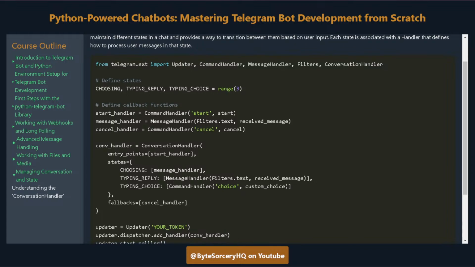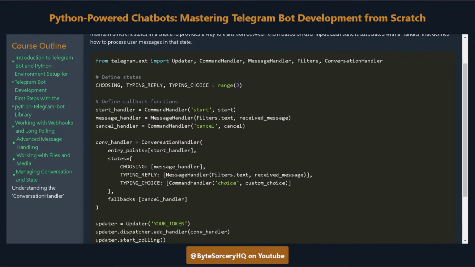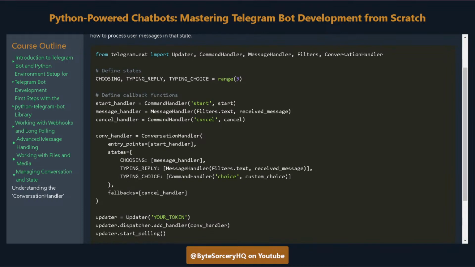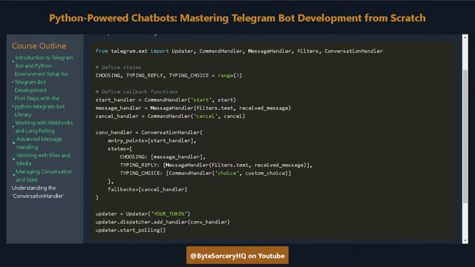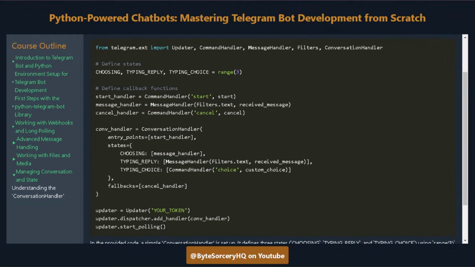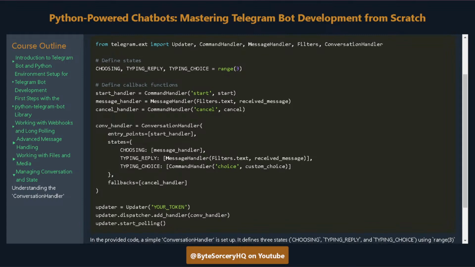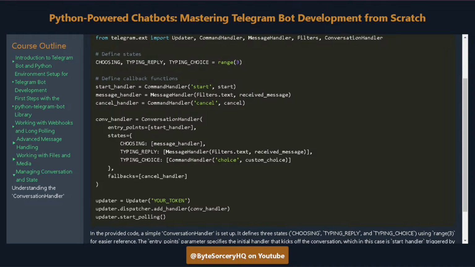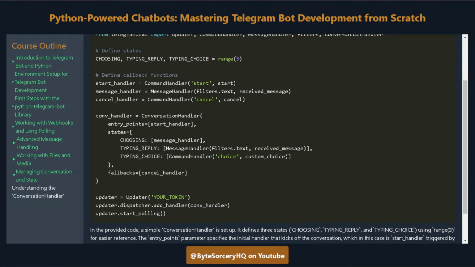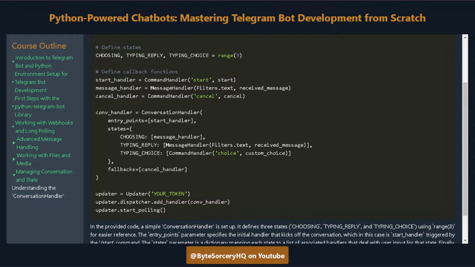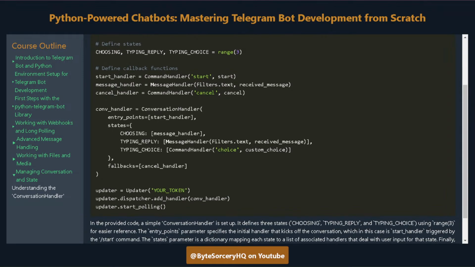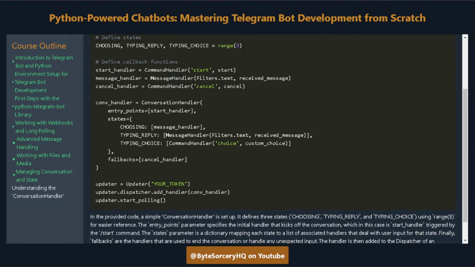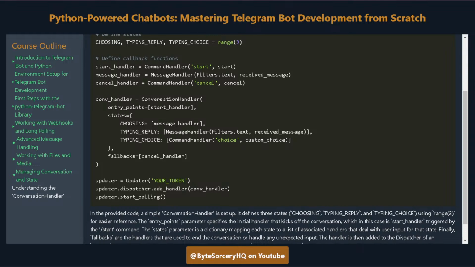In the provided code, a simple conversation handler is set up. It defines 3 states: choosing, typing reply, and typing choice, using range 3 for easier reference. The entry points parameter specifies the initial handler that kicks off the conversation, which in this case is start handler, triggered by the /start command. The states parameter is a dictionary mapping each state to a list of associated handlers that deal with user input for that state. Finally, fallbacks are the handlers that are used to end the conversation or handle any unexpected input.